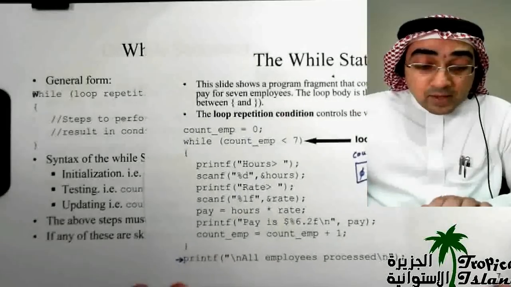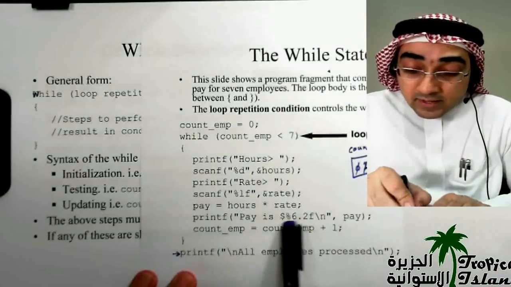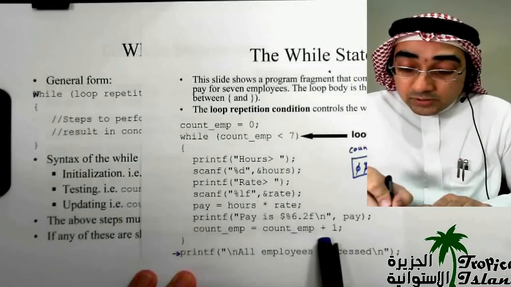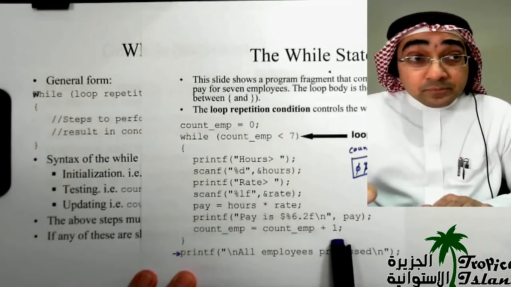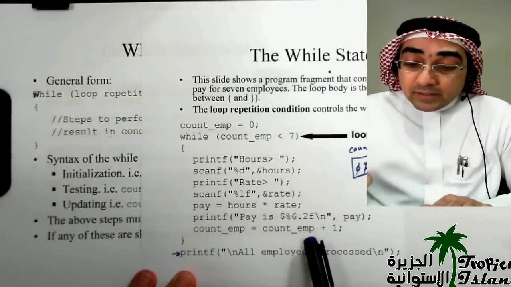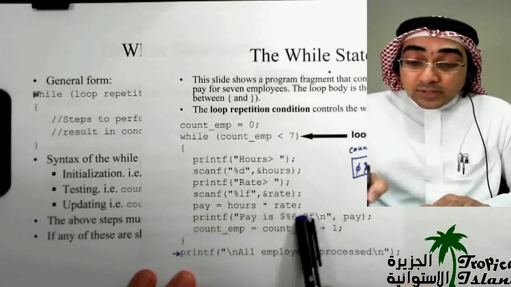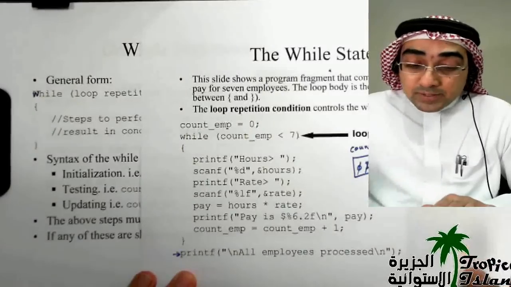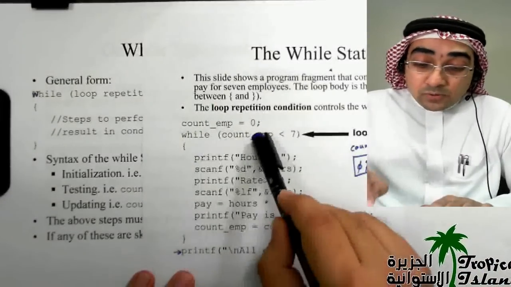Okay, then there is the update, and this is the update over here. Count employee equals count employee plus 1. This is the update where I'm incrementing the counter by 1 so that I know how many employees I have processed. So you do the update, then check the condition again.